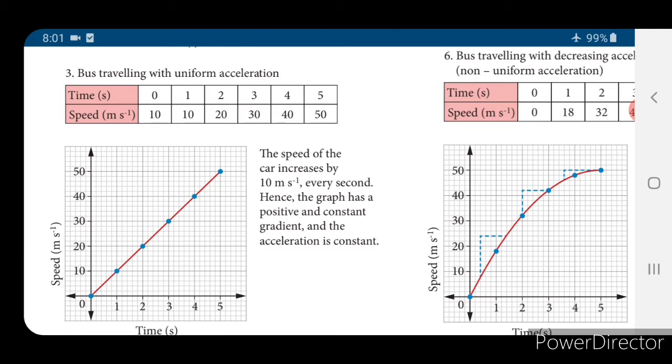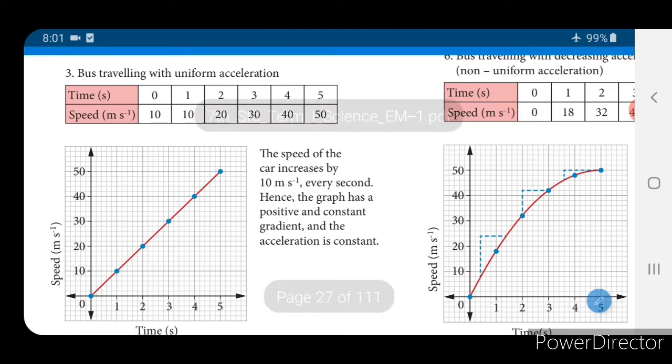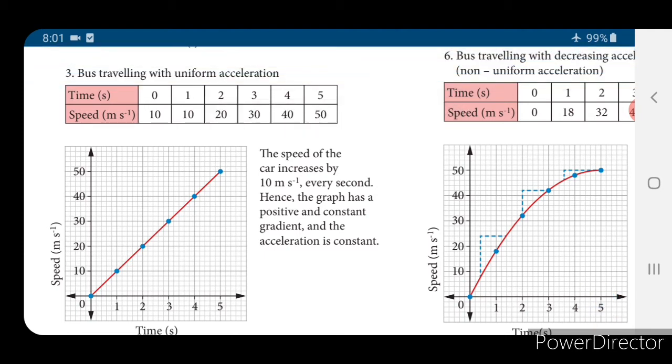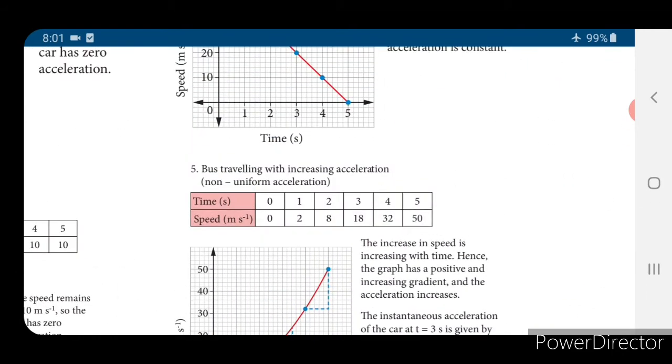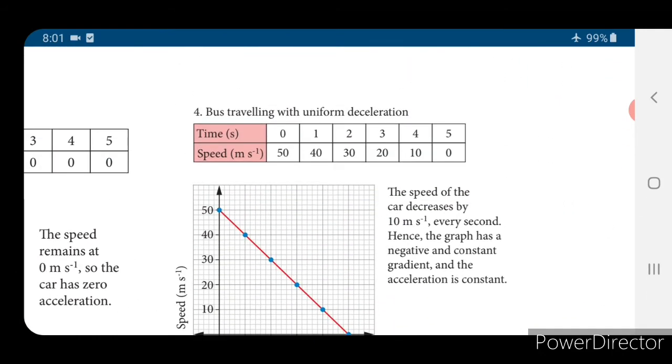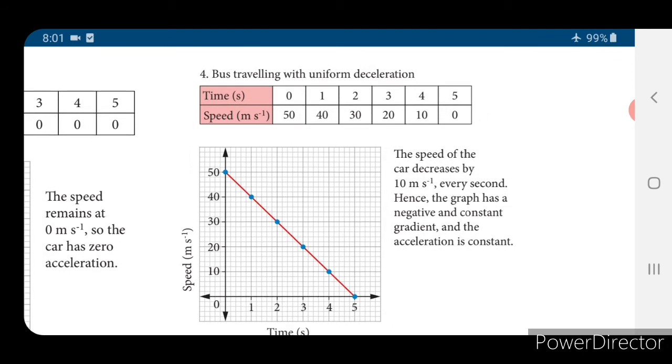So we will be getting a straight line when you connect all the points. So here the graph has a positive and constant gradient, and the acceleration is constant. The next one, bus traveling with uniform deceleration.